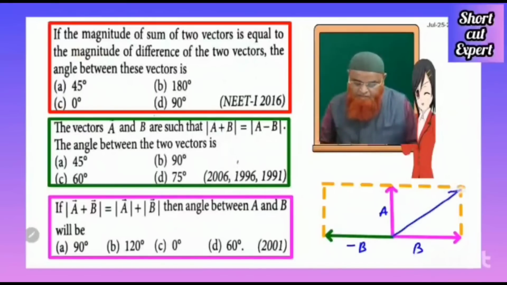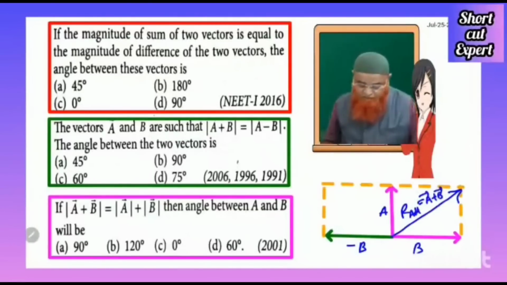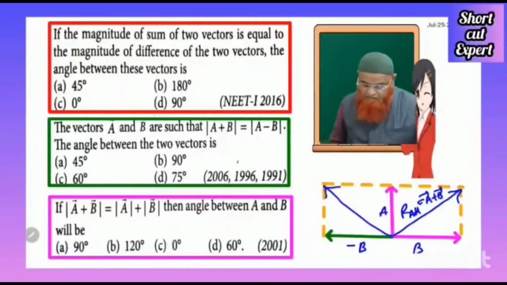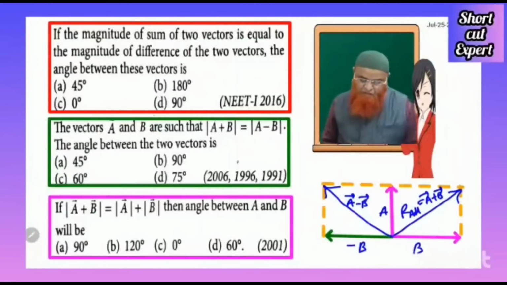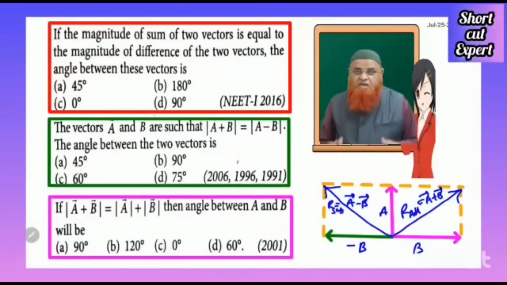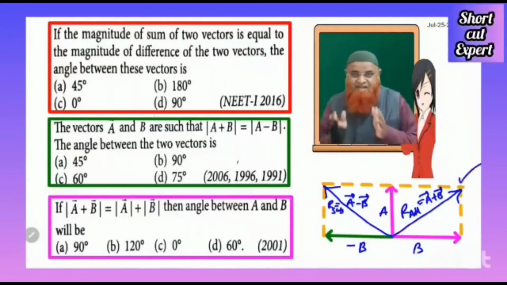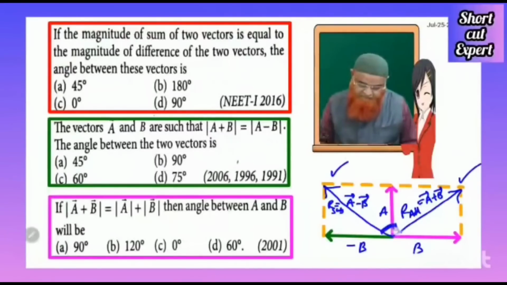Now this is going to be the resultant of A and B, which is taken as R addition, which is A bar plus B bar. Okay, and what is the resultant of A bar and minus B bar? This is going to be the resultant, and that is taken as A bar minus B bar. So this is the resultant, which is called R subtraction. When these two have the same magnitudes, definitely the angle between them will be exactly 90 degrees. You can see here, they are perpendicular to each other.